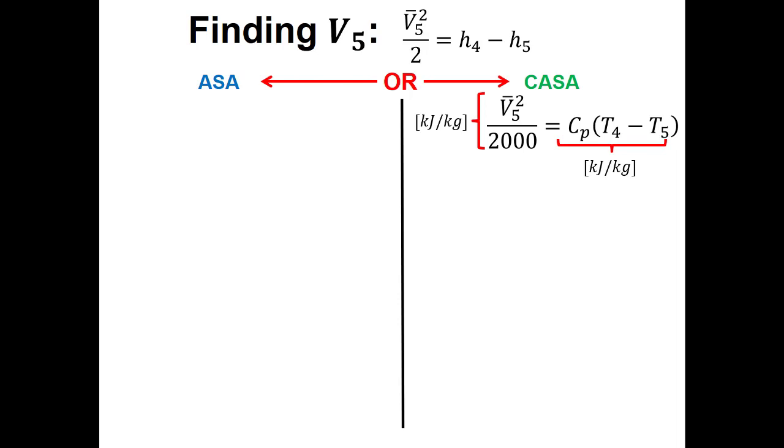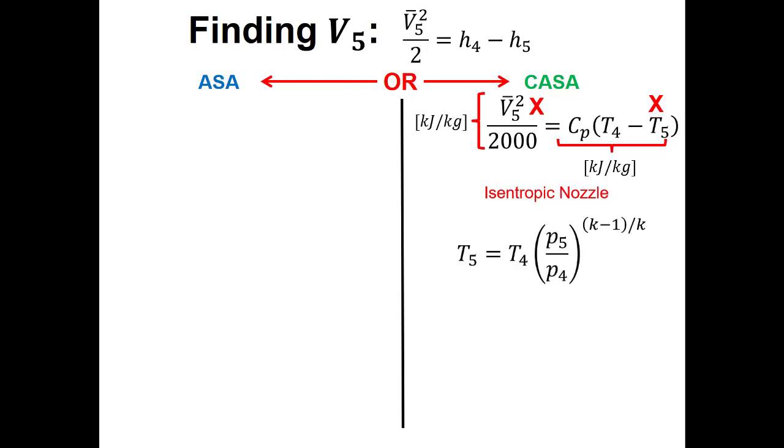And now the units on the left-hand side and the right-hand side of my equation agree with each other. I don't know V5, but I also don't know T5. So I have one equation and two unknowns. So now I'm going to have to use the idea that this nozzle is going to be isentropic.